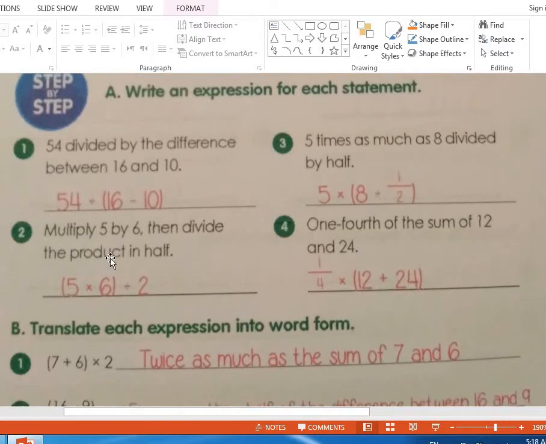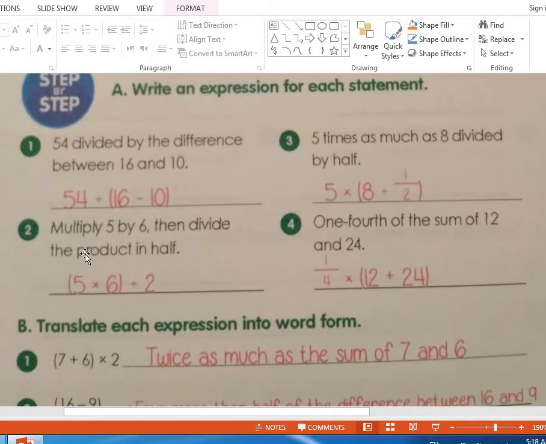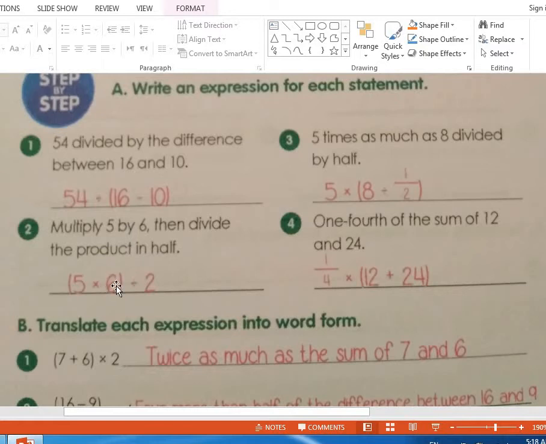Okay, I have here multiply 5, but multiply, it's very clear here. Multiply 5 times 6. Then divide. Then means what? Put them in brackets. Please don't forget to put them in brackets. Then divide the product in half.